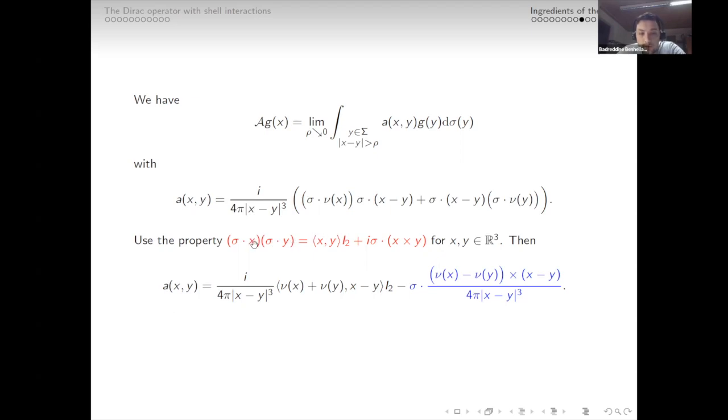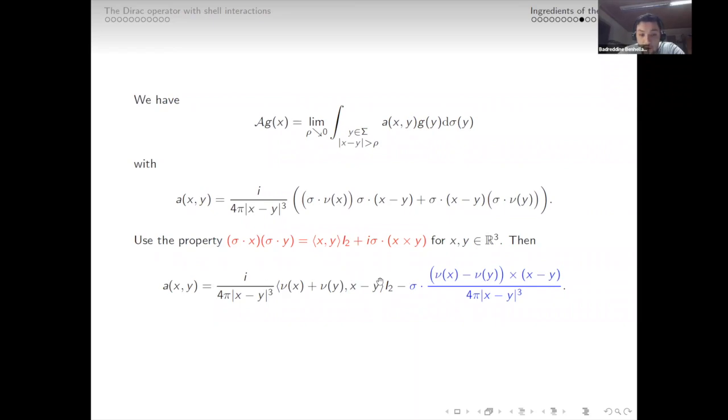And then you use this Clifford relation. So here, when you multiply x and y in this setting, you get the scalar product plus the product of x and y. Okay, this is the wedge product. And this is true for x and y in R3. So with this formula, we can simplify this kernel. And what we get is the following.